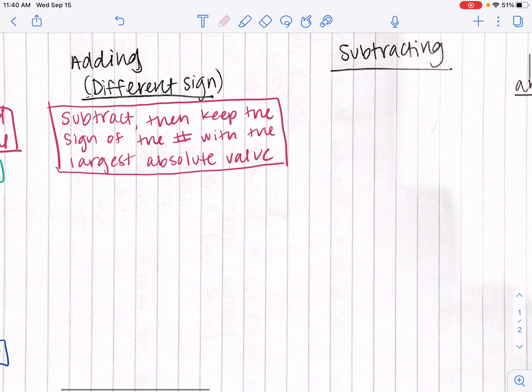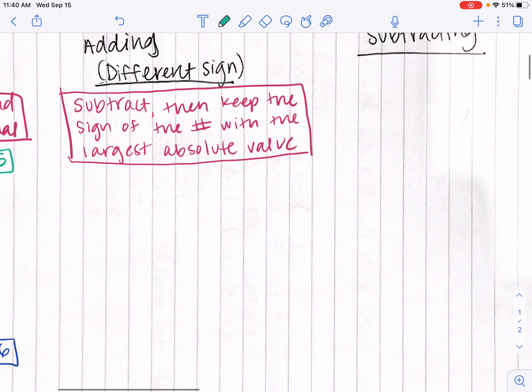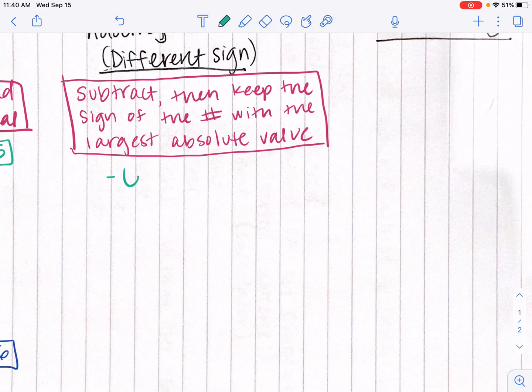So let's do an example. If I had -6 plus 4, okay? A situation where you might have this: let's say you're -$6 in your bank account, like you owe the bank $6, but then you put $4 in, okay? So you put $4 in. Now that -6 is still bigger than the 4, it has a bigger absolute value, so you're still going to stay negative.